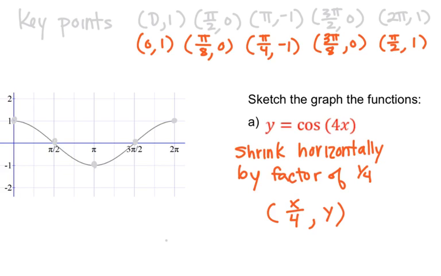So what has happened is instead of going from 0 to 2 pi, we're going from 0 to pi over 2. So this cosine graph shrinks in here like this. It is 1/4 as wide as it used to be. The period of this, we can see, is pi over 2. And remember, we calculate the period by saying the absolute value of 2 pi over my b. Here my b value is 4. So my period is pi over 2.